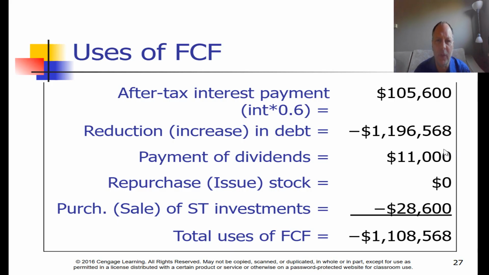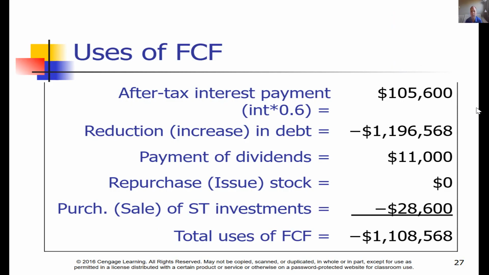They can also use the free cash flow as a reduction or an increase in debt. In this case, they are adding more debt at $1,196,568. They are also paying dividends of $11,000. They are not repurchasing or issuing any new stock, but they are selling some of their short-term investments to finance their expansion. So that is a negative $28,600.